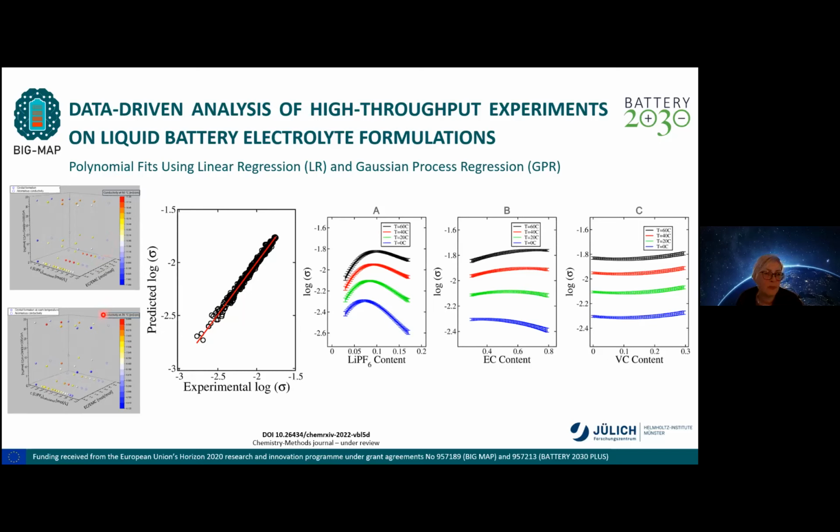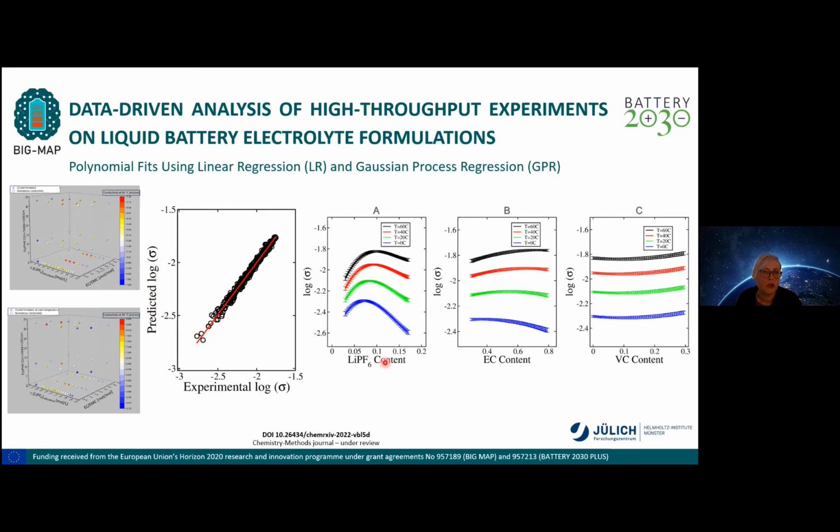And the fact that we get different maxima for different temperatures points out that the correlation between the conductivity and electrolyte composition is not as trivial as one would think, and that using the right tools for the data analysis, one can get a lot of knowledge on this. So what the model shows is that the predicted logarithmic values of the conductivities versus the experimental logarithmic conductivities fit quite well, and that the model predicts quite well the conductivity values for the considered electrolyte formulations and compositions.